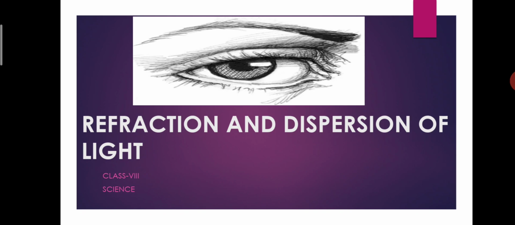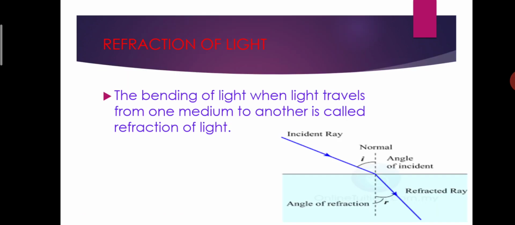Today we are going to start our science class 8 chapter number 17, that is refraction and dispersion of light. See students, in 8th class itself, or in 6th or 7th class, we had already studied the terms reflection and refraction. So first of all you have to know about reflection.